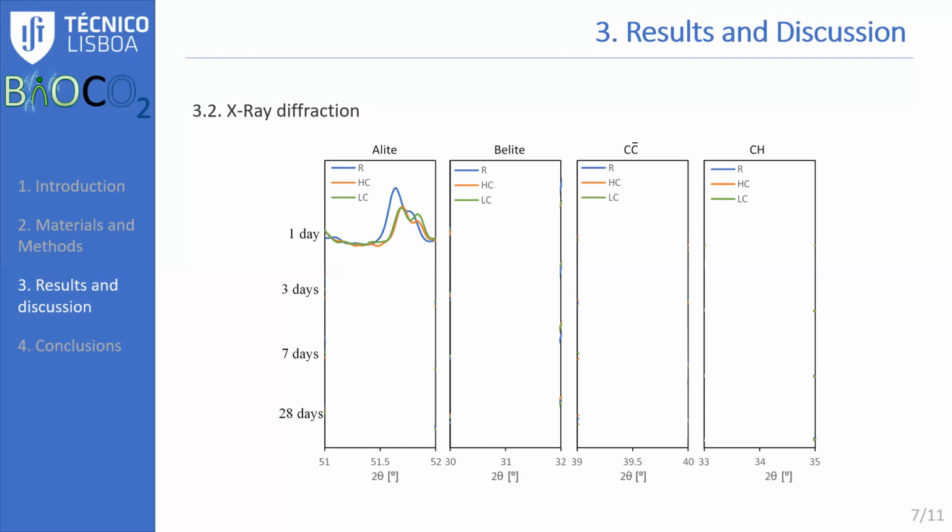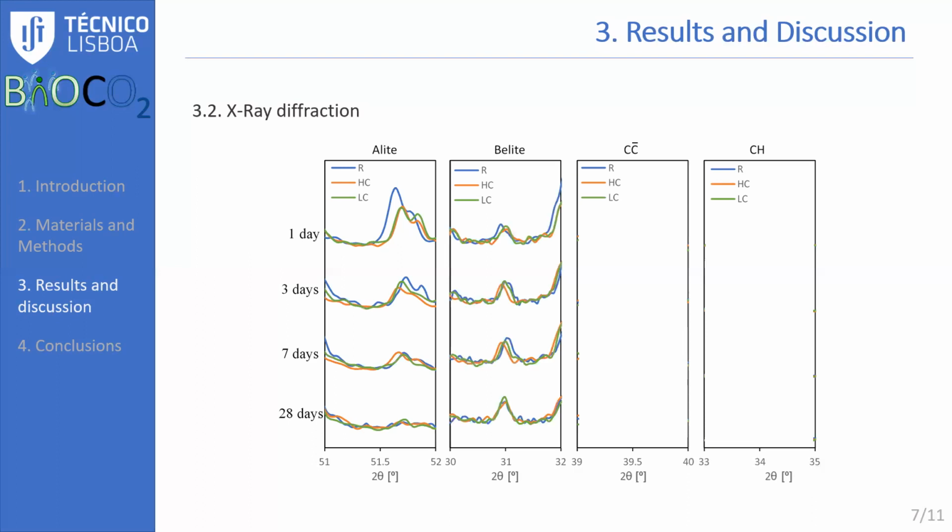However, for the following curing ages, the results indicate a similar quantity of halite for both the reference sample and the carbonated samples. Concerning belite, there is not any substantial difference between the carbonated and uncarbonated samples for any curing age.